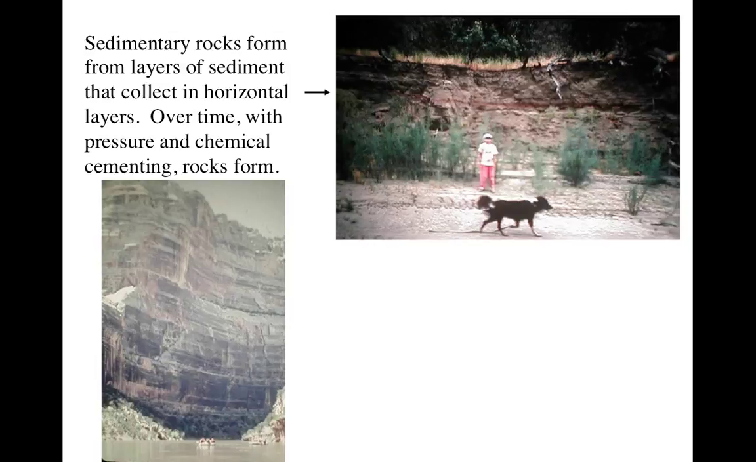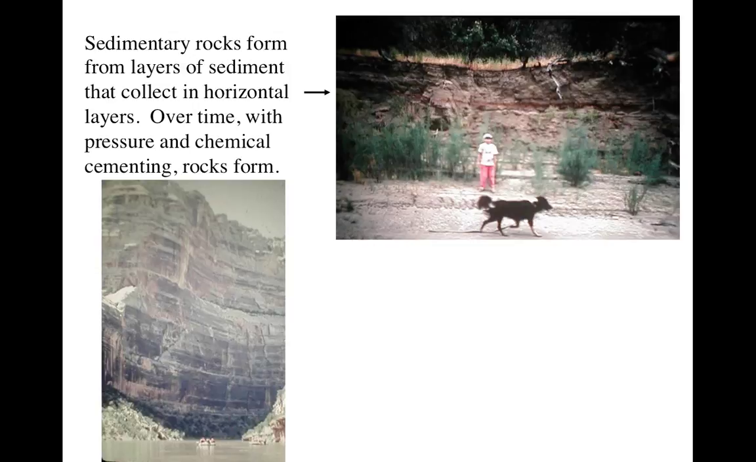Well, sedimentary rocks form from layers of sediment that collect in horizontal layers. Over time, with pressure and chemical cementing, rocks form. Remember, this most often happens underwater, where sediment is washed down by the water and laid down in a layer, and then the next layer is washed down, and the next layer. And over time, the pressure of that water compacts all of those sediments, and eventually they're cemented together.